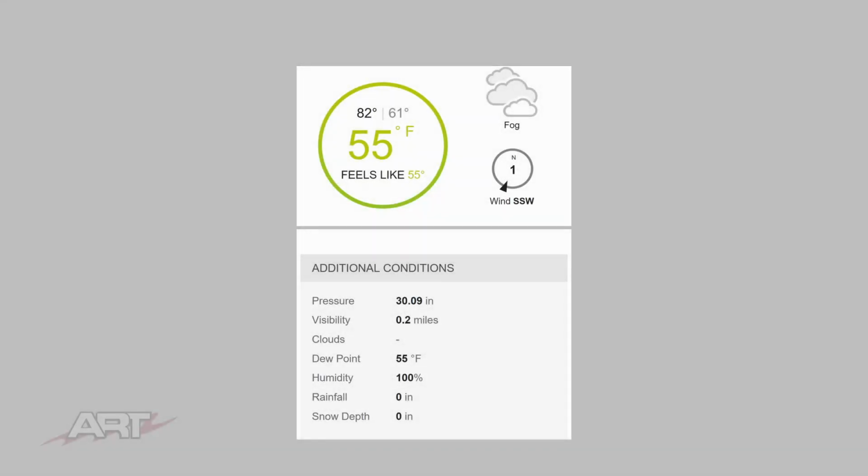Let's take a look at another scenario. Here the temperature is 55 degrees. Looking down, we see the dew point is 55 degrees, the same as the current temperature. And the humidity, therefore, is 100%. That's what we would expect. And we would also expect to see some precipitation at this point, some condensation, and indeed we have fog. That's exactly what we would expect.